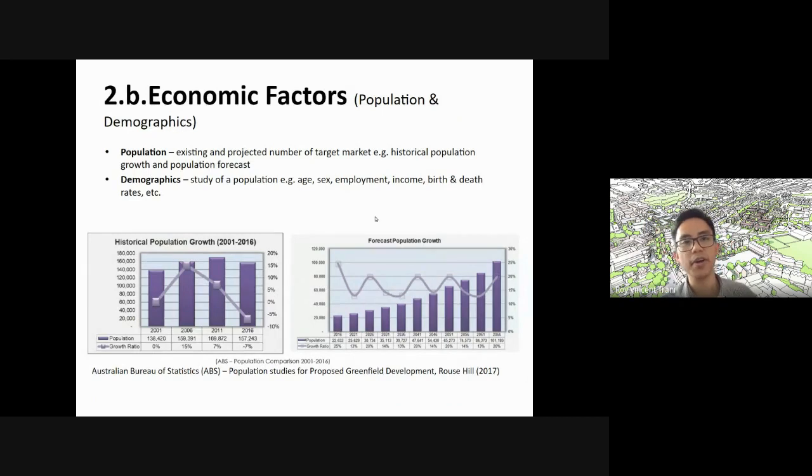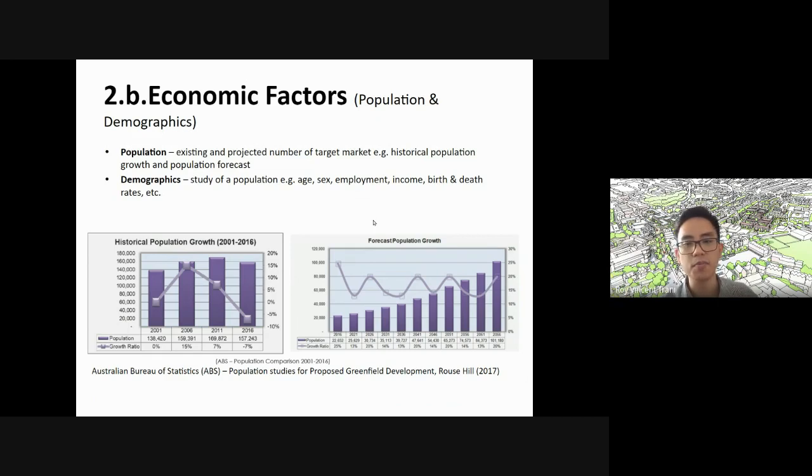Anyway, so going into economic factors, one of the easily accessible data with regards to economics is population. So why do we need to study population? Mostly because that is part of our resources, the human resources basically. They fund government projects through taxes. They can also function as the target market for commercial projects. So it's important to know what kind of people are living in your project area.